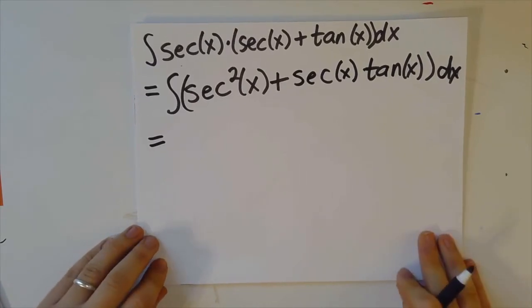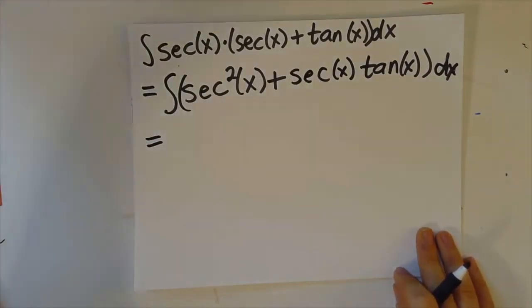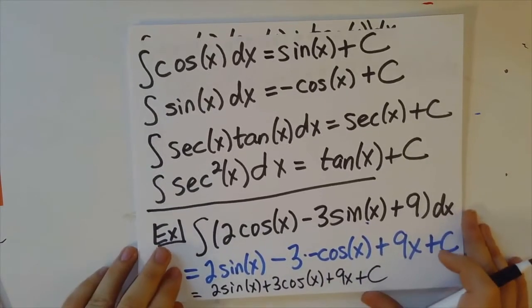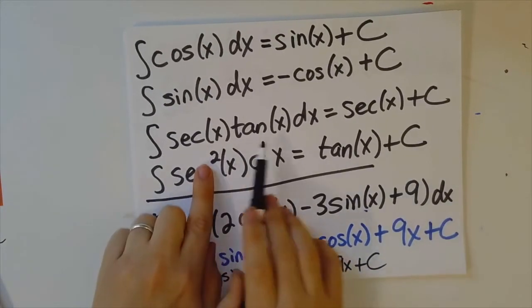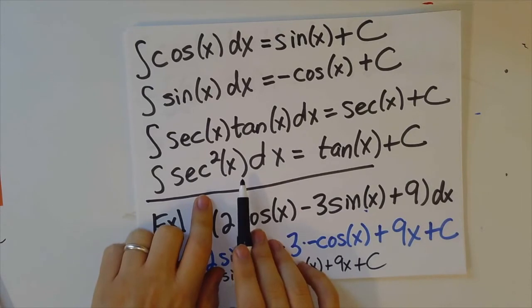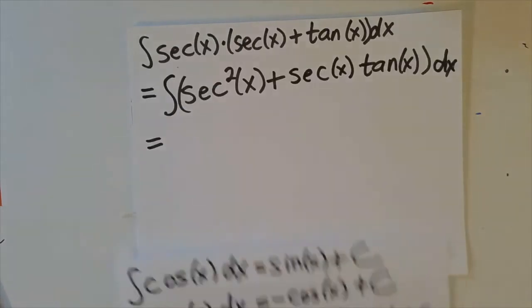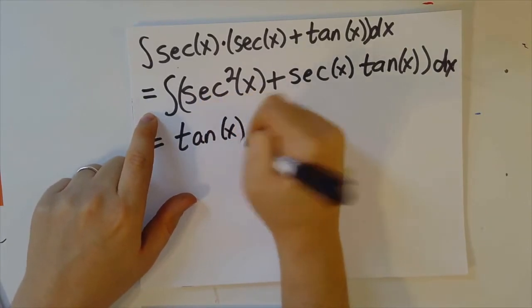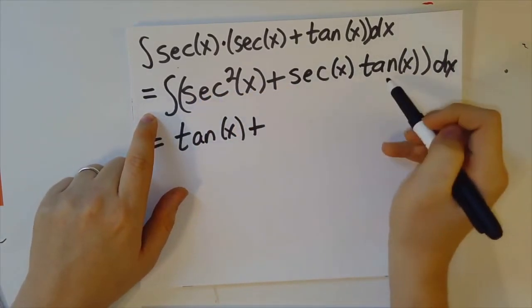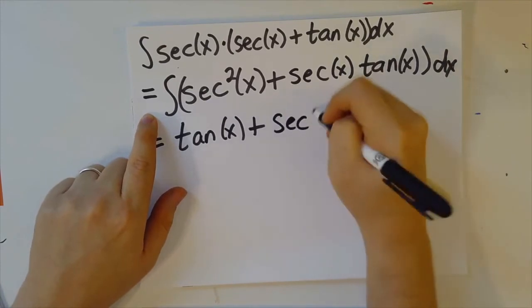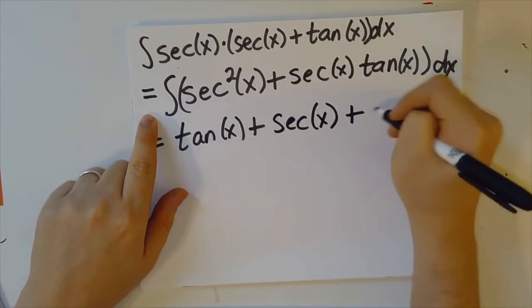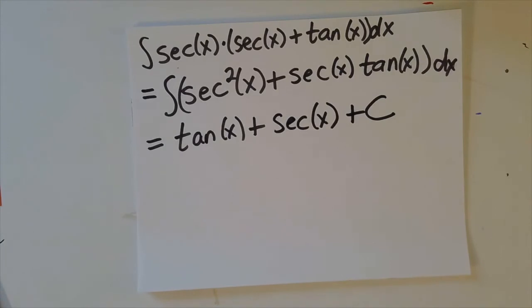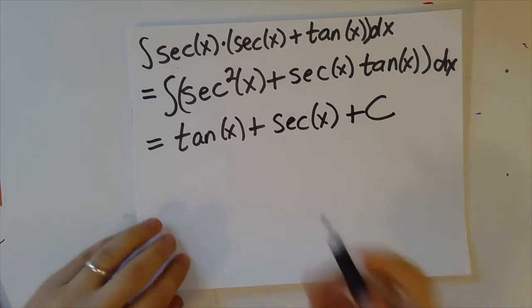And so now, if I remember, it wasn't that long ago, so hopefully we do, we know the integral of secant of x tangent of x, and we know the integral of secant squared. The integral of secant squared was tangent. And the integral of secant tangent was secant. And then we get plus a constant term there. Okay.